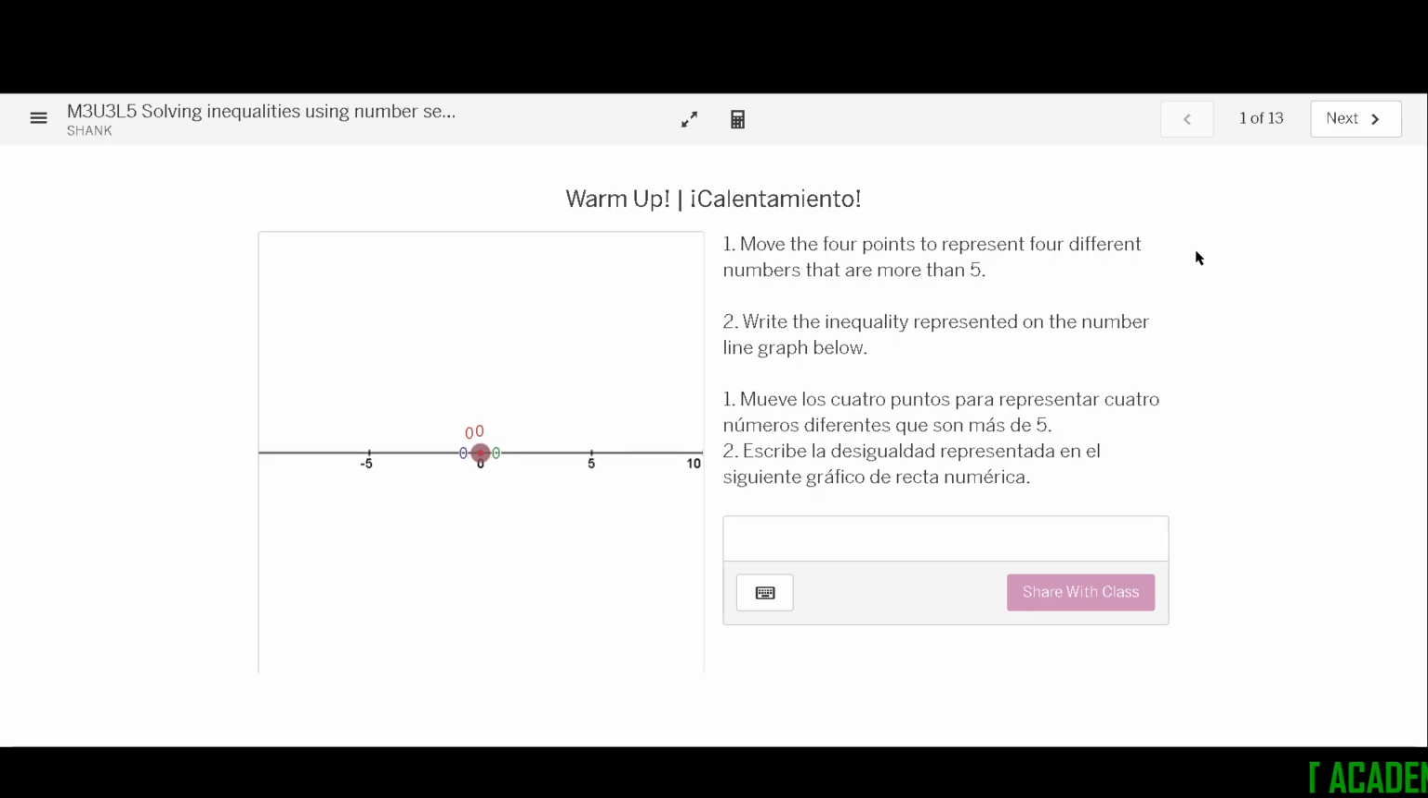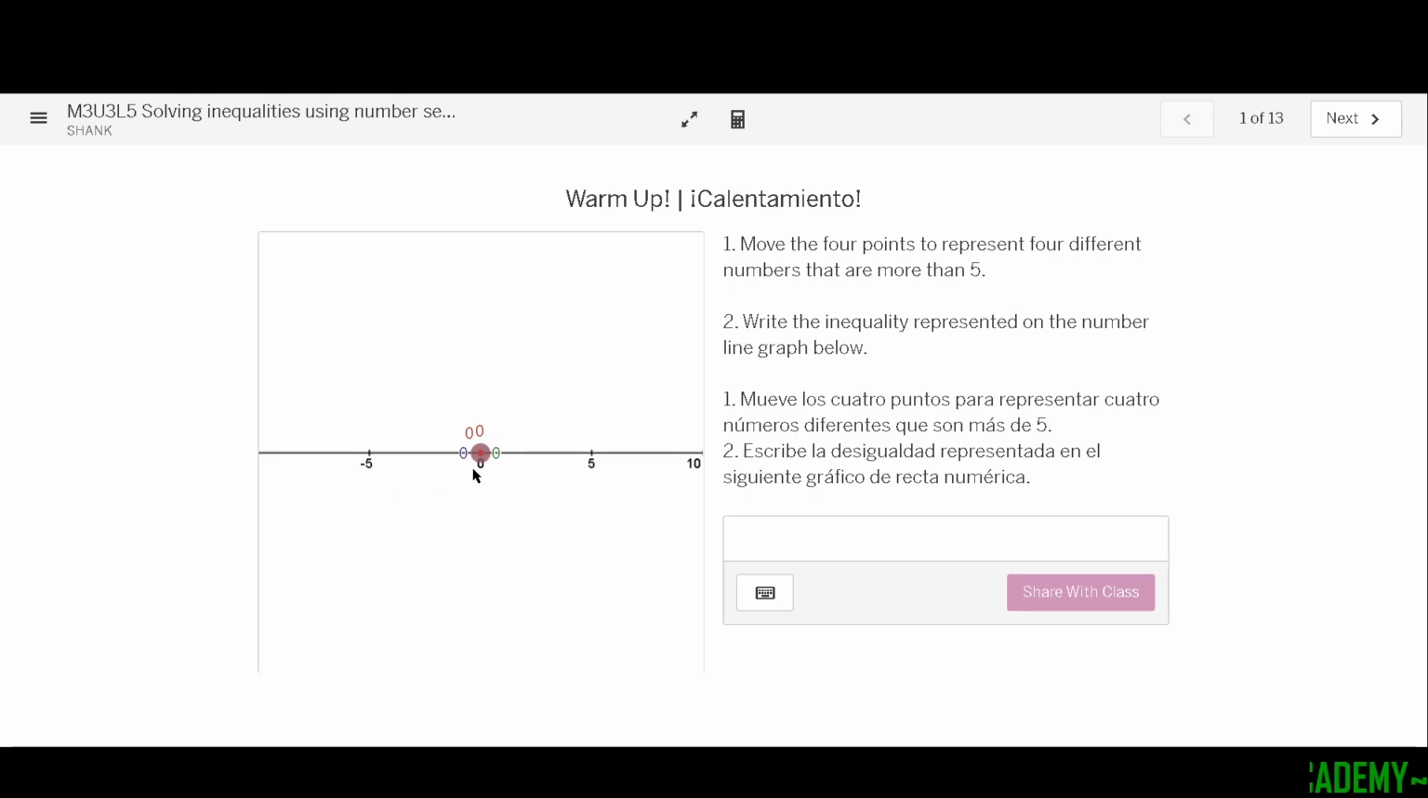In this video, working on lesson number 5 for unit number 3, and we're talking about some inequalities now. So this might be a little bit of a review, but I want to make sure everybody's on the same page. So for our warm-up, it says to move the 4 points to represent 4 different numbers that are more than 5. So notice how they use this terminology, more than.